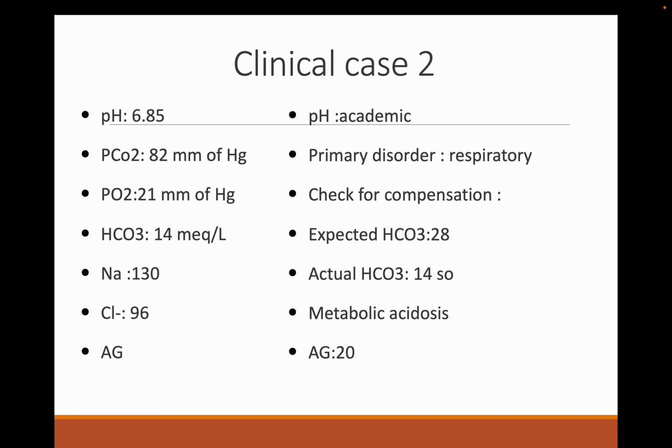Anion gap is 20 here. How do we calculate it? Na plus Cl minus bicarb, and you can calculate the anion gap as 20. High anion gap metabolic acidosis, and the delta ratio is also around 1. So how do you calculate the anion gap? Anion gap is 20 minus 14 or something.